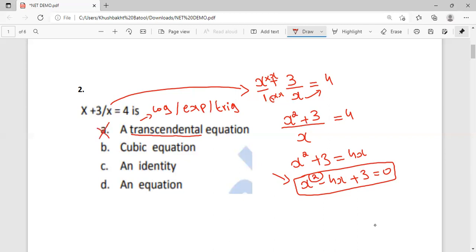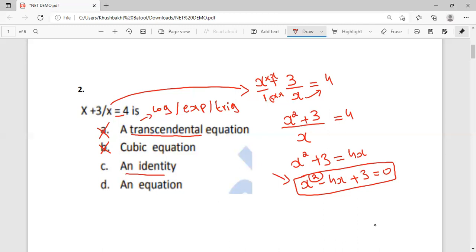Okay, cubic equation. Now the highest power is 2. So this is a quadratic equation, so it cannot be the cubic equation. So again, this is not the option. Identity. So identity is a famous identity in maths, just like in trigonometry, we have studied so many identities in A levels and O levels, right?